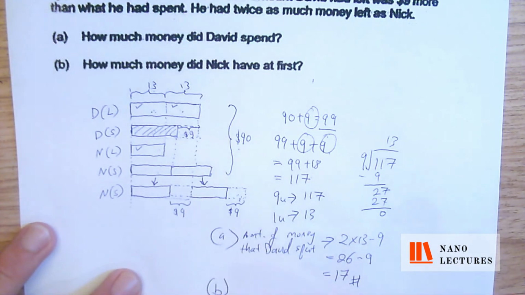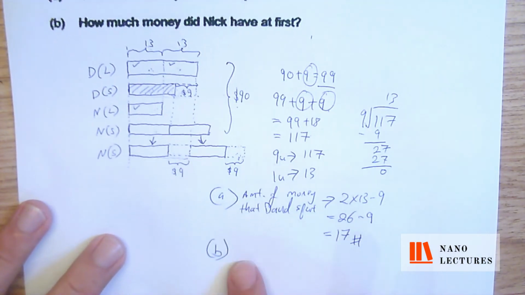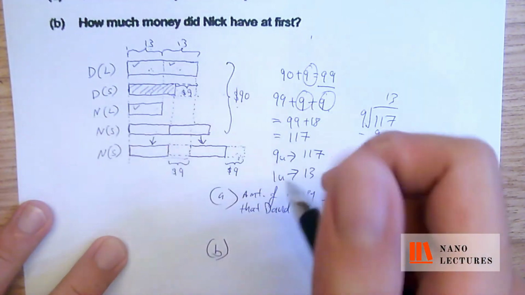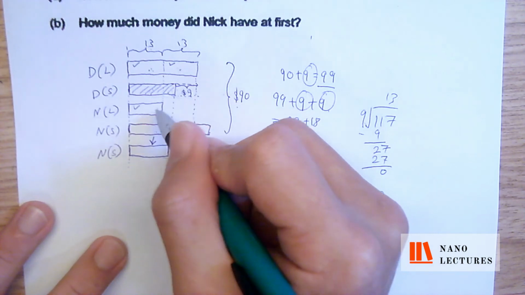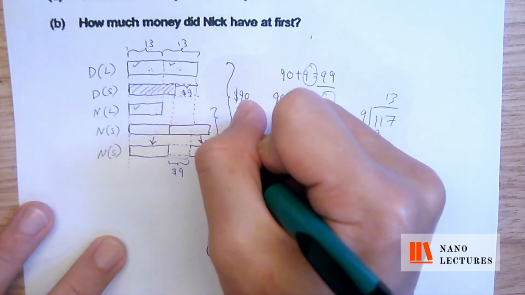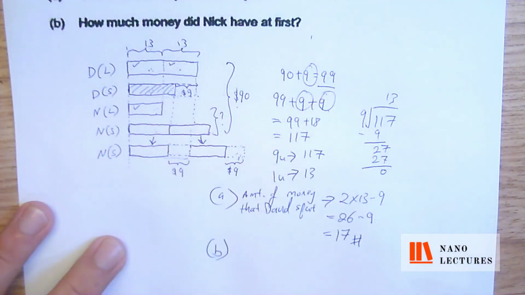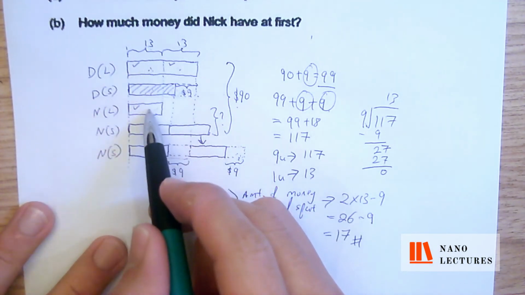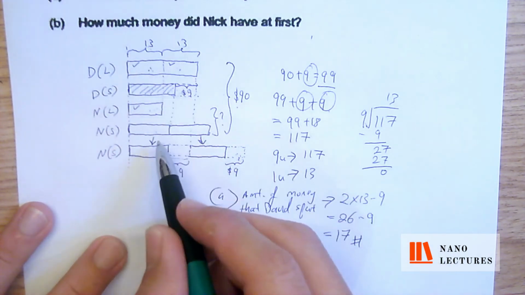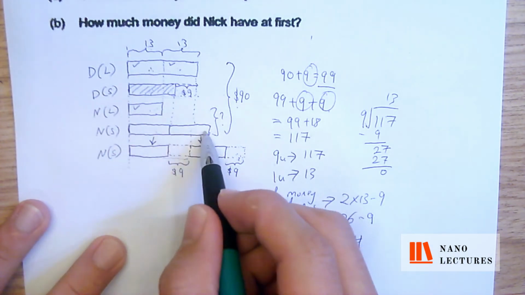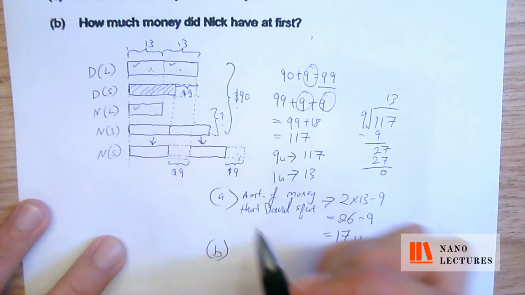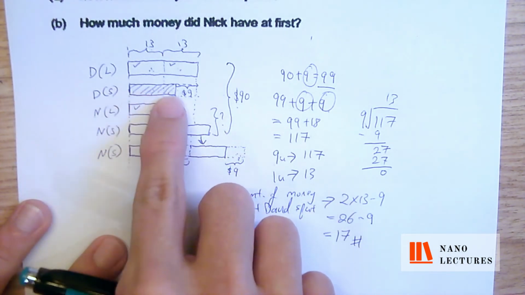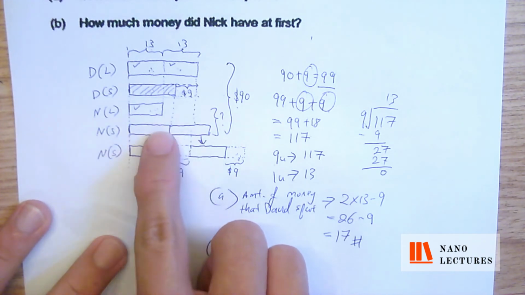B. So for B, they asked for how much money did Nick have at first, which means that it's a combination of how much he had left and how much he spent. So this is another question mark. How much he had left is 13, right? Because this bar and this bar are the same, so it's $13. How much he had spent is 2 long bars. Just now we found out that the amount of money that David spent is 17, right? 1 long bar is 17. So 2 long bars will be 2 times 17.